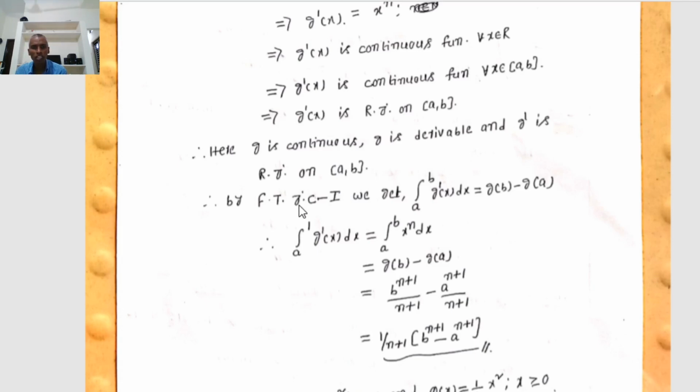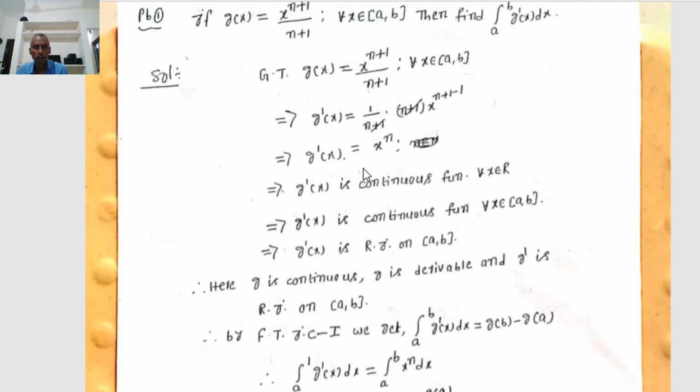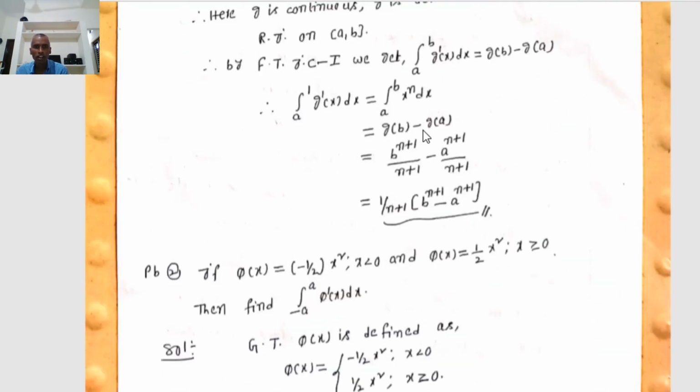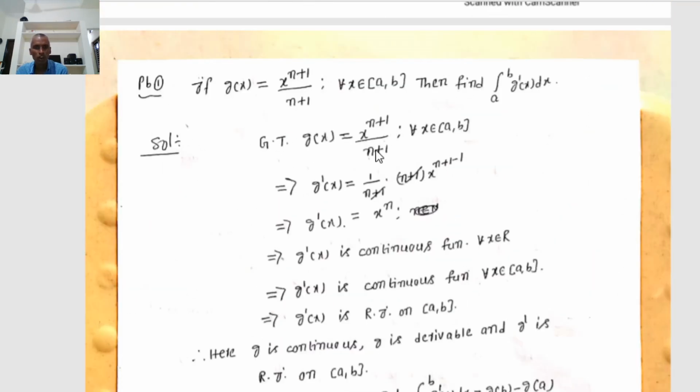Then by the fundamental theorem of integral calculus 1, we get integration a to b g dash of x dx equals g of b minus g of a. Here, g dash of x equals x to the power of n, so integration a to b x to the power of n dx equals g of b minus g of a, where g of x equals x to the power of n plus 1 by n plus 1.